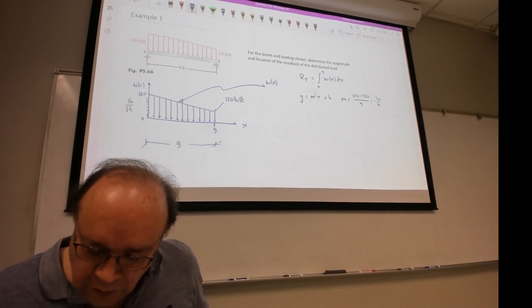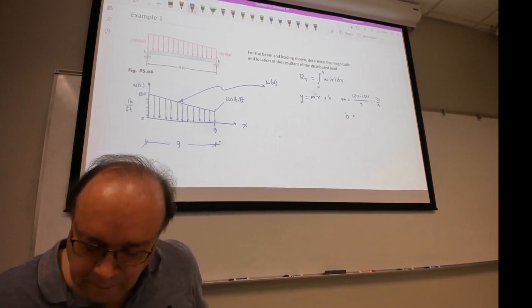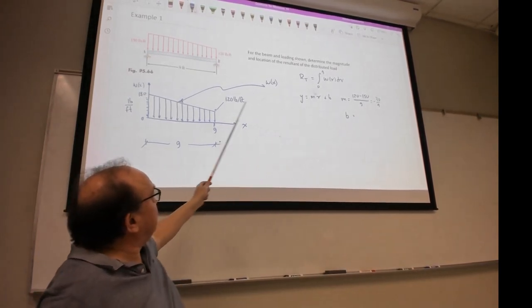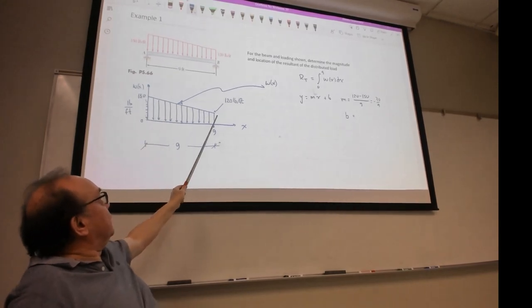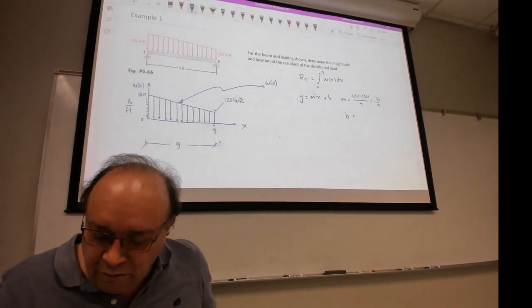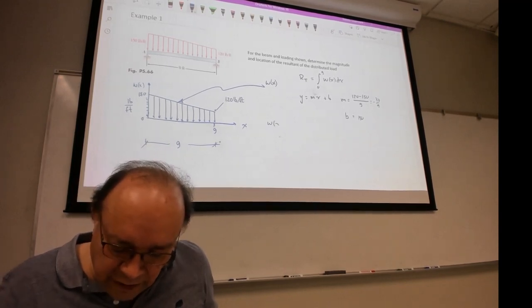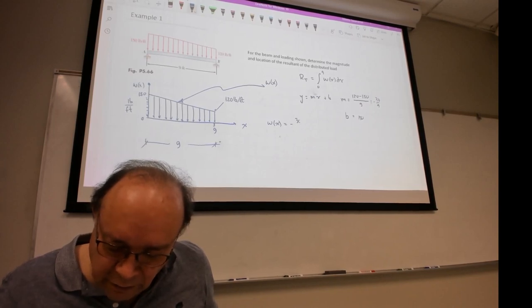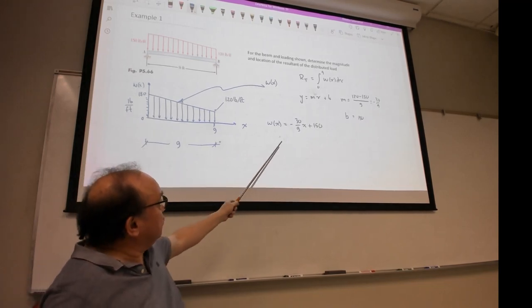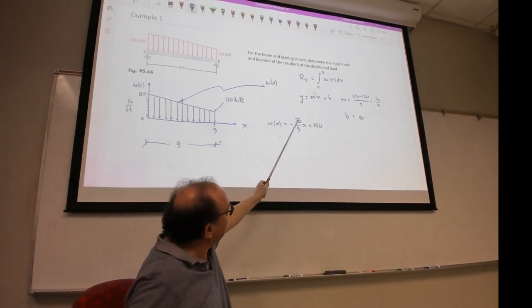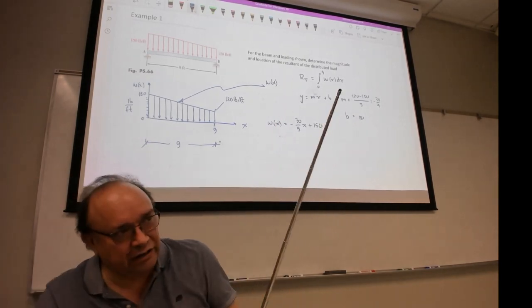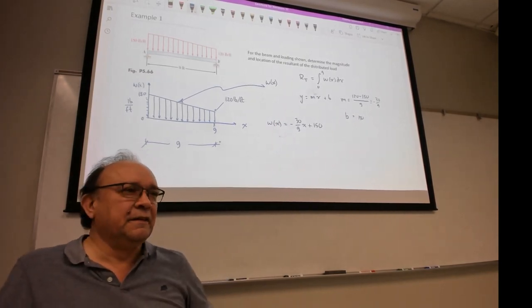That's the slope. And what is b in this equation, in this line? 150. That's b, 150. So our equation here is w of x equal to minus 30 over 9 x plus 150, right? You can put the units on later so we don't carry along so many letters there.